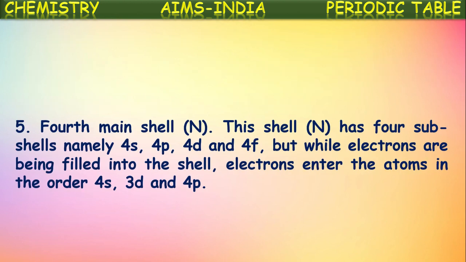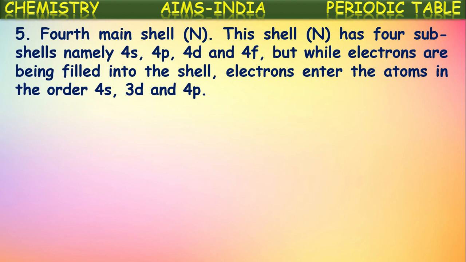Okay. Next, the fourth main shell, that is the N shell. This shell has four subshells, namely 4s, 4p, 4d, and 4f subshells. But while electrons are being filled into the subshells, electrons enter the atoms in the order first 4s, and then the one left in the previous shell, that is the 3d subshell. Now it is filled after 4s. So 4s, 3d, and then 4p.